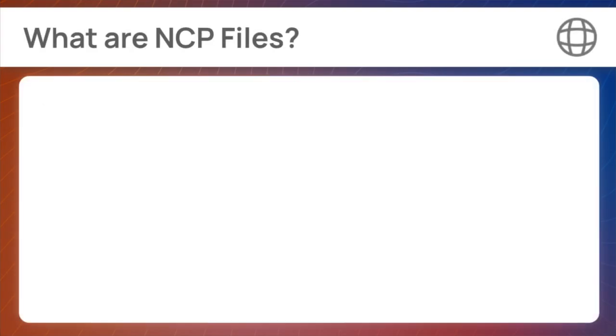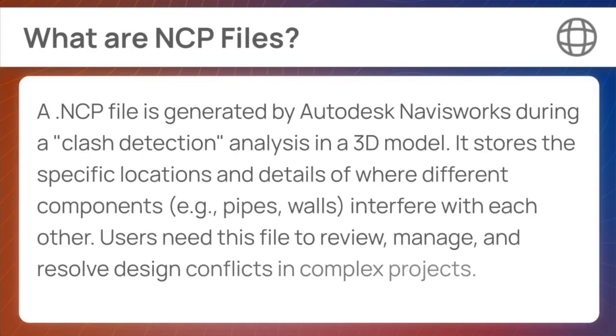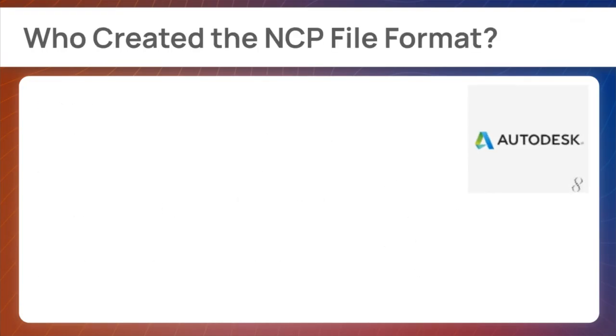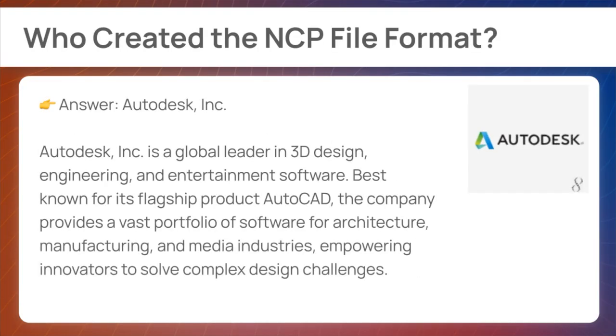A NCP file is generated by Autodesk Navisworks during a clash detection analysis in a 3D model. It stores the specific locations and details of where different components, e.g., pipes, walls, interfere with each other. Users need this file to review, manage, and resolve design conflicts in complex projects.